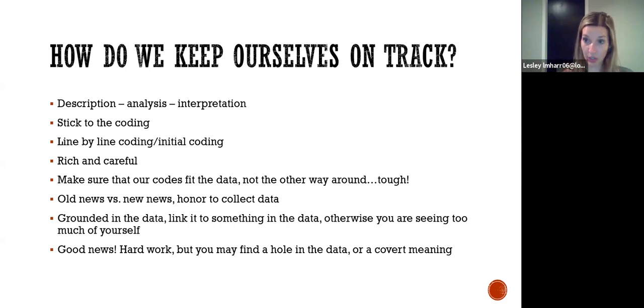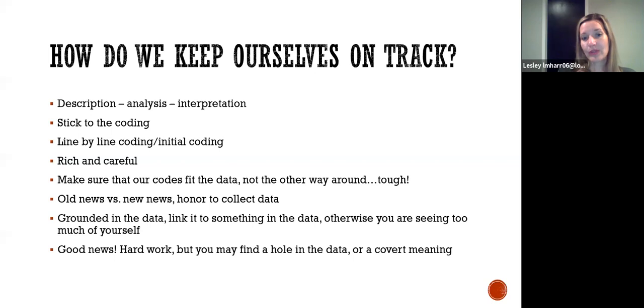We want to do rich coding, which means we want to apply a lot of codes. So when you see my coding this week in class, you're going to see that I literally code every phrase at this stage because I don't want to miss anything. I want to make sure that our codes fit the data and not the other way around, which is difficult.